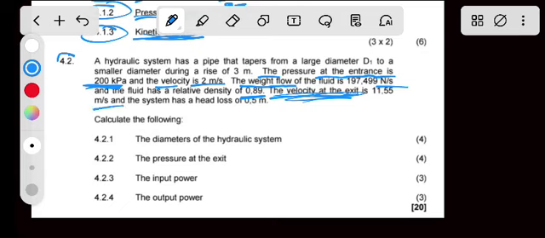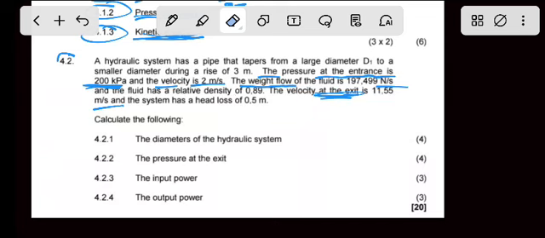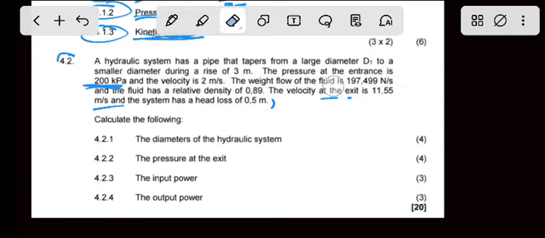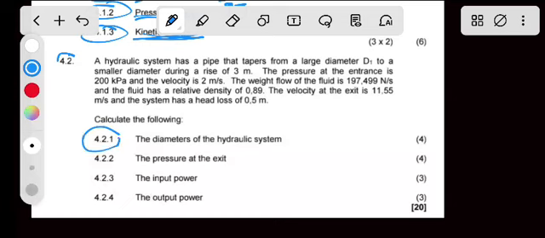The system has a head loss of 0,5. That is the head loss. Then it says here 4.2.1 calculate the diameters of the hydraulic system.